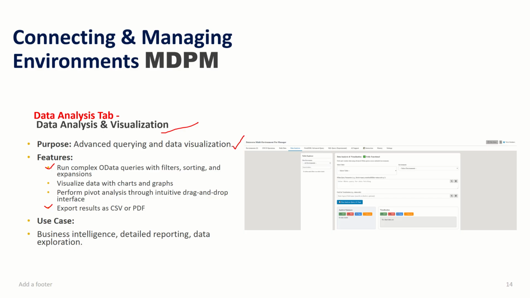The first on the list, number 1, you can run complex data queries with filters, sorting, and expansions. It's all left for you. Also, you can visualize the data with charts and graphs. You can also perform pivot analysis through intuitive drag and drop interfaces. And finally, you can export to CSV or PDF as you wish.